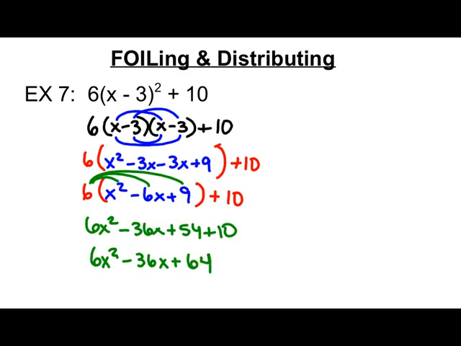Now, when you did this problem, if you distributed the 6 through first, you should have gotten 6x minus 18 times x minus 3. Nonetheless, once you FOILed it out, you should have had 6x squared minus 36x plus 54. So it doesn't matter which way you do it, you just have to be careful and keep your process the same so you don't mix yourself up.